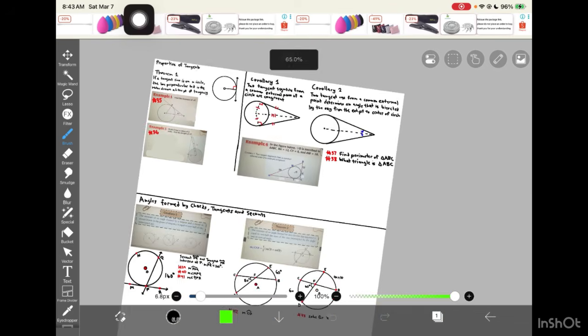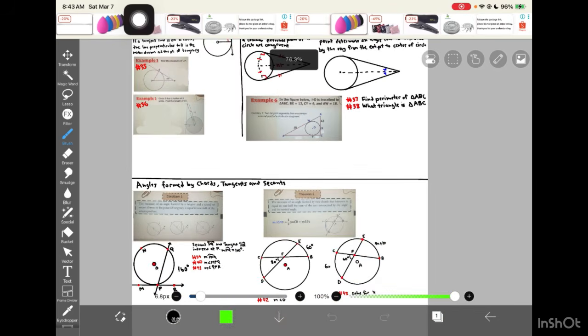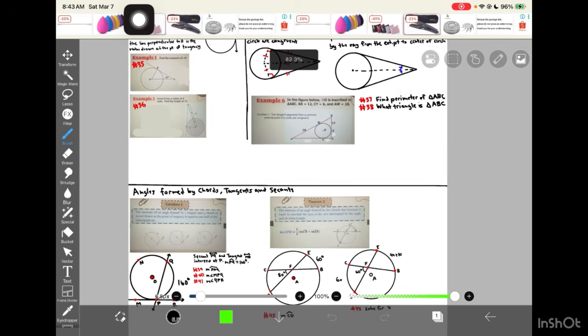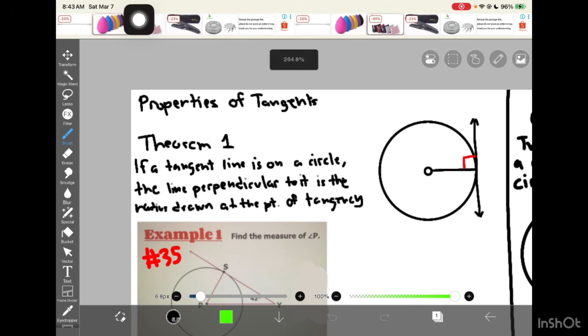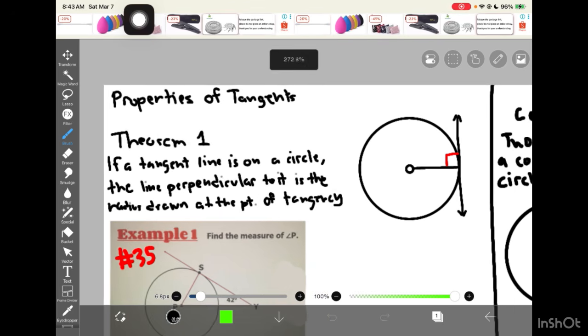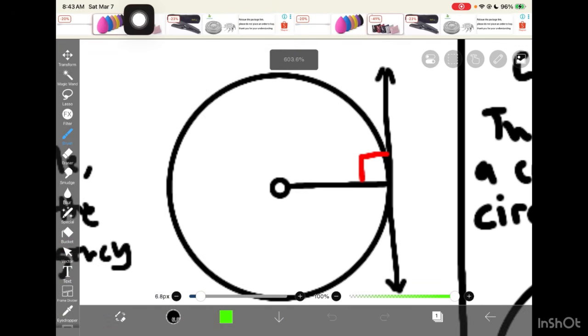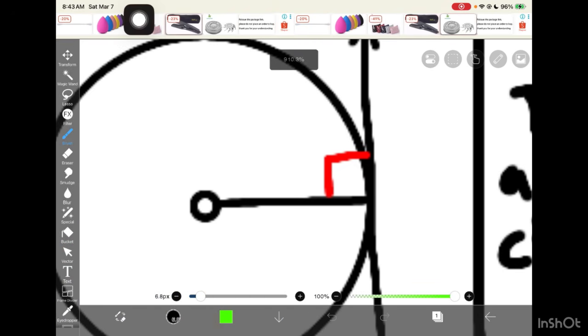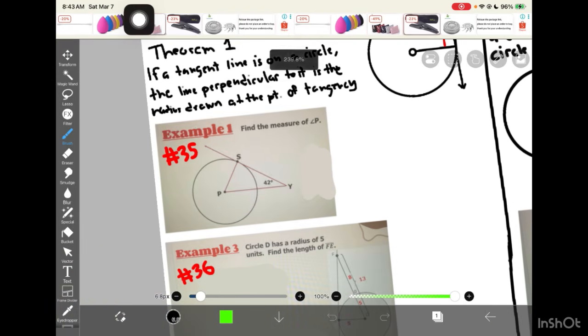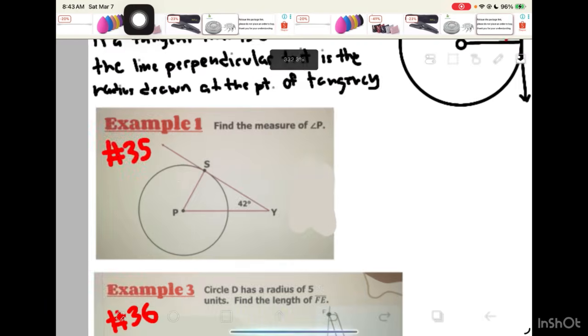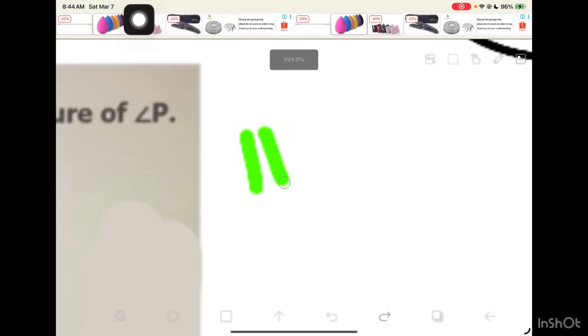Okay, so this one, page 3 is all about angles formed by chords, tangents, and secants, as well as the properties of tangents. So theorem 1, actually this is the only theorem. If a tangent line is on a circle, then the line perpendicular to it is the radius drawn at the point of tangency. So it's illustrated here. This is the center. And as you could see, it's going to be a perpendicular line. So given that example, solve for P in number 35.